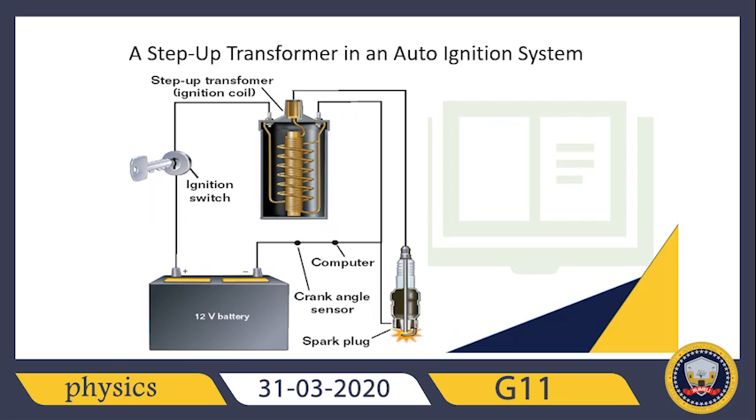Now, last example: inside the car we have a step-up transformer in the ignition system. The battery of the car has only 12 volt, but the spark plug needs more than 12 volt. Because of that, here we have a step-up transformer. So the input to the primary coil is equal to 12 volt. The output is going to be more than 12 volts, and here we have the spark plug inside the engine.